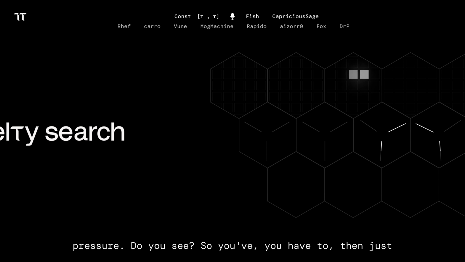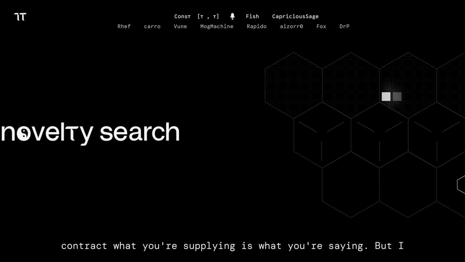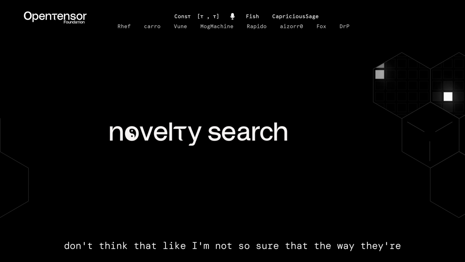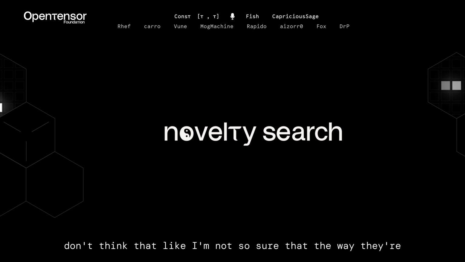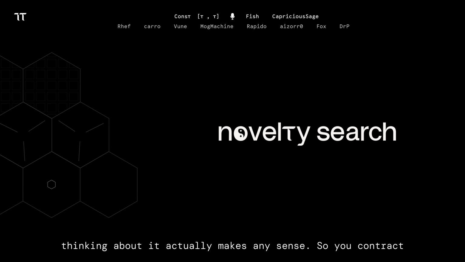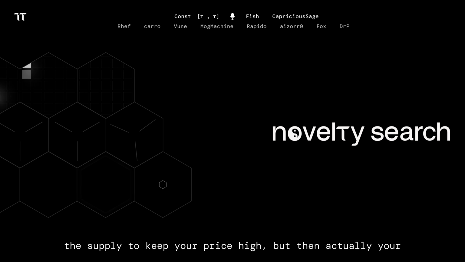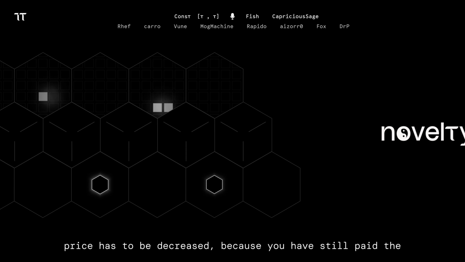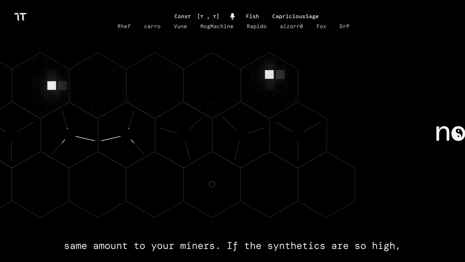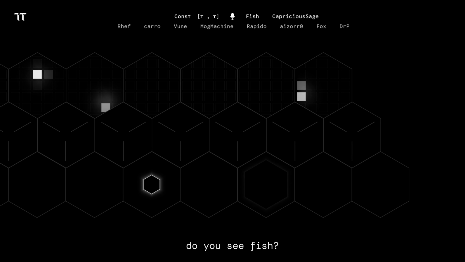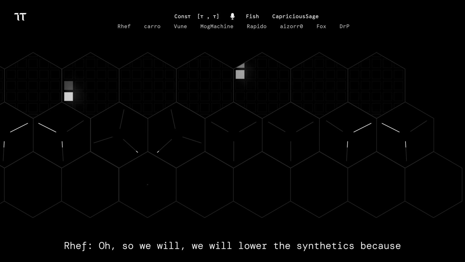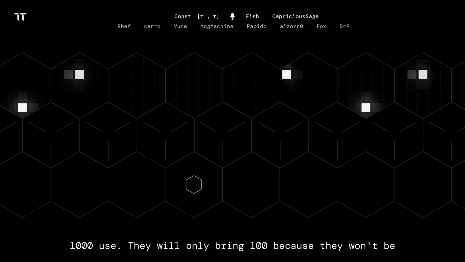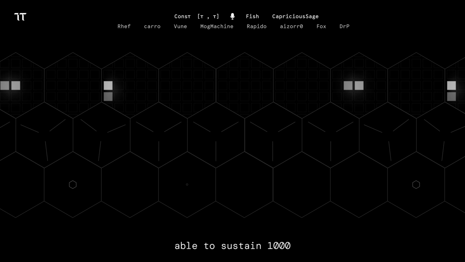Do you see? So you have to then just contract what you're supplying, is what you're saying. But I'm not so sure that the way that you're thinking about it actually makes any sense. You contract the supply to keep your price high, but then actually your price has to be decreased because you have to still pay the same amount to your miners if the synthetics are so high. Do you see, Fish? Oh, so we will lower the synthetics because we will lower the emission. They will not be able to provide 1,000 GPUs. They will only bring you 100 because they won't be able to sustain 1,000.